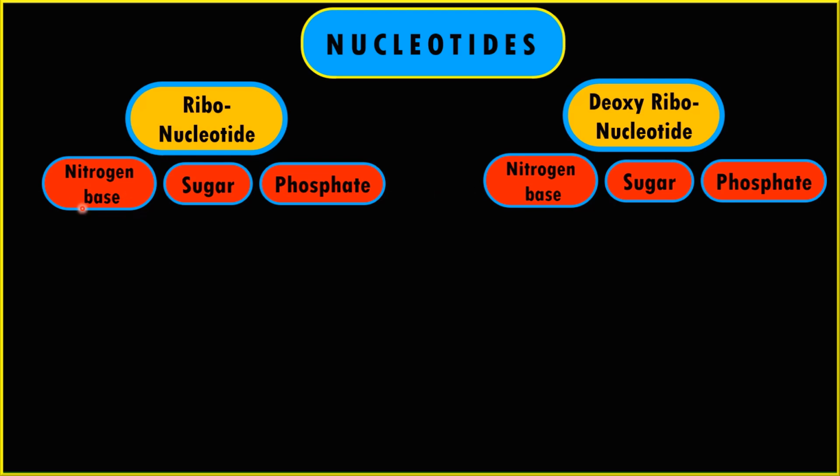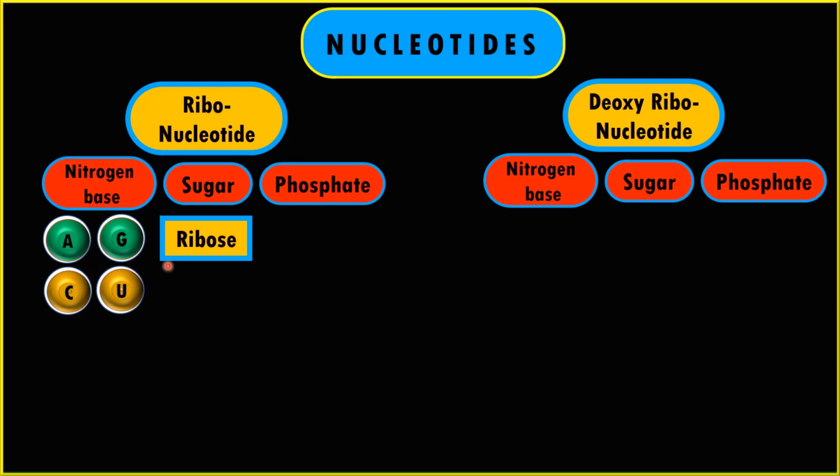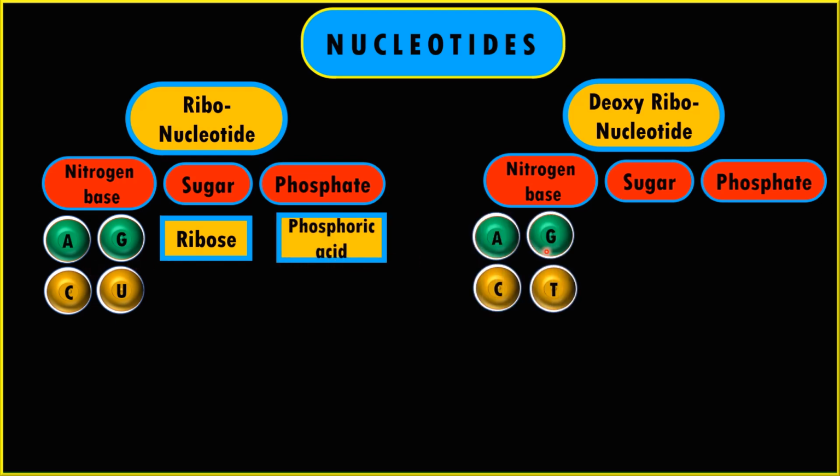So I'll tell you one more mnemonic to remember these three elements. BSP, that is border security police, border security police, base, sugar and phosphate. So what are the elements in nucleotide? Base, sugar and phosphate. Okay, now nitrogen bases in the RNA are, we just now told, AGCU. Sugar is ribose sugar. Phosphoric acid is common in both DNA and RNA.